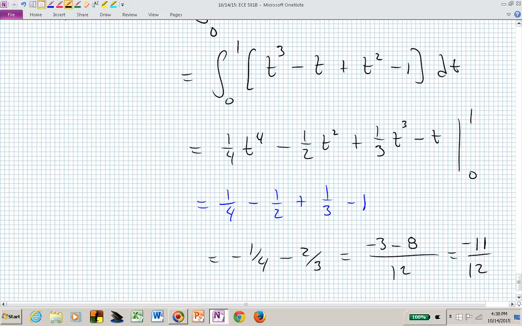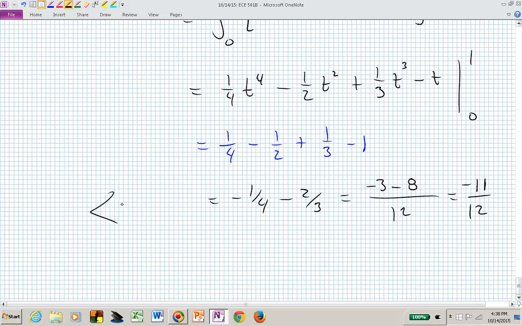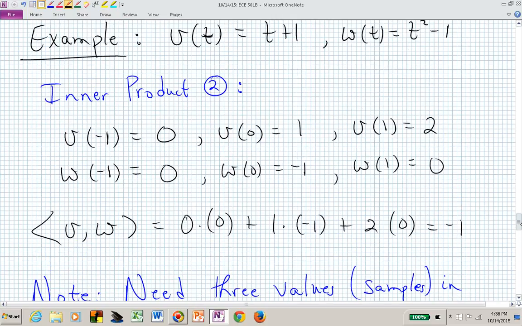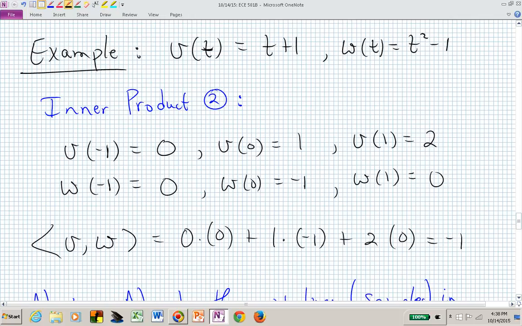And how does that compare with our inner product of v and w from before? Is it equal? Does it equal our inner product that we got using inner product definition number 2? Minus 11/12 doesn't equal minus 1, but we didn't say that an inner product has to produce exactly the same scalar. It just has to satisfy those properties that we had identified before.